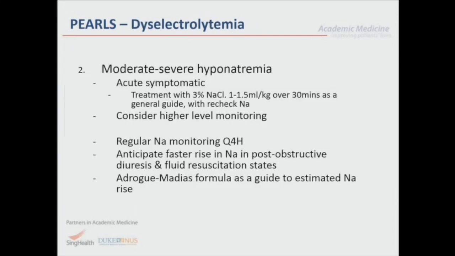A little point on electrolytes. Once in a while, you might come across moderate to severe hyponatremia if they're not in the general ward. So the treatment, if they're acutely symptomatic, will be to treat with 3% sodium chloride, 1 to 1.5 ml per kg over 30 minutes. And please recheck the sodium 1 to 2 hours after that. Usually with the general guideline of 1 to 1.5 ml per kg of 3% sodium chloride, you expect your sodium to rise by 1 to 2 points, which would be sufficient to reverse any acute symptoms for the patient. Subsequently, you can regularly monitor your sodium 4-hourly, or you can refer to endocrine or renal to assist you with the sodium levels if you are not familiar.